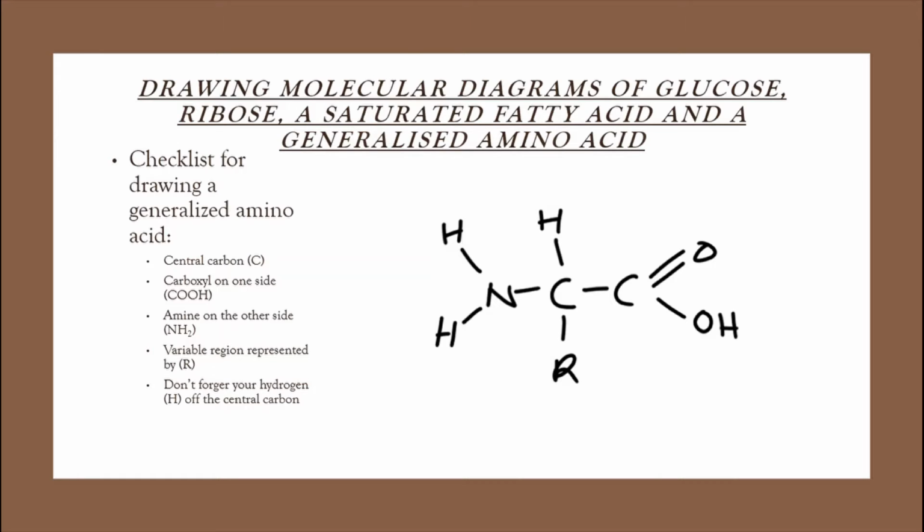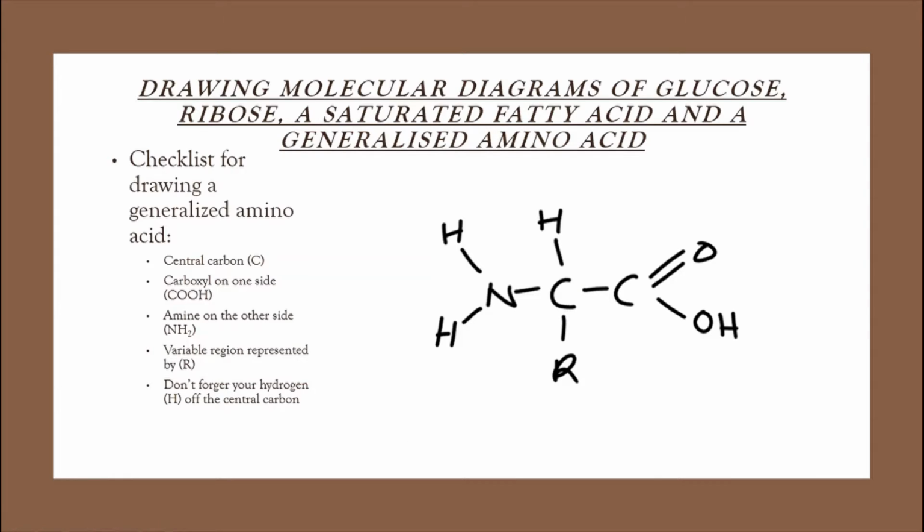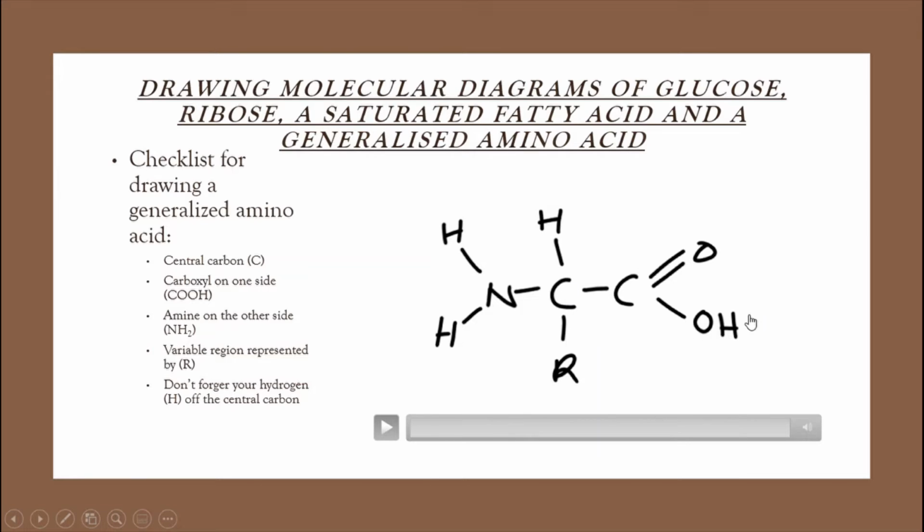So there it is, our generalized amino acid. You can see we've got our central carbon, our carboxyl, our amine, our hydrogen, and our variable region. Just thinking back to the fact that carbon forms 4 bonds, so there are 4 different things we need to account for coming off this central carbon. So once again, I sound like a broken record, but those 4 things are our carboxyl group, so a COOH, our hydrogen, our amine group, so NH2, and our R variable region.